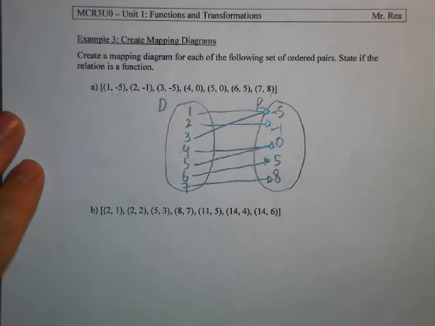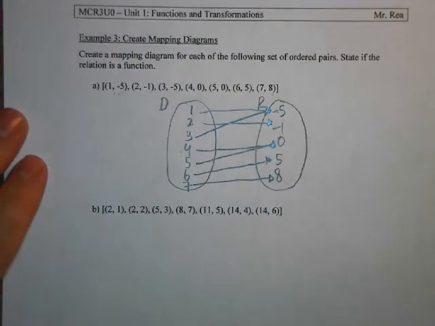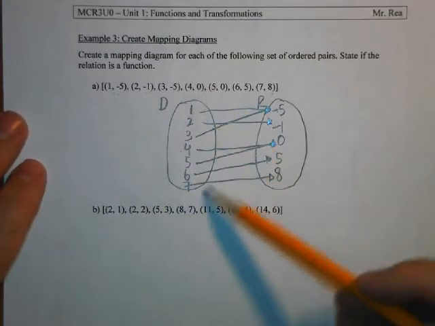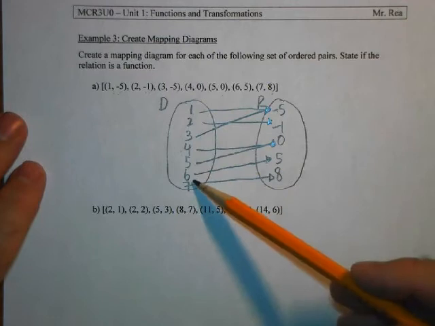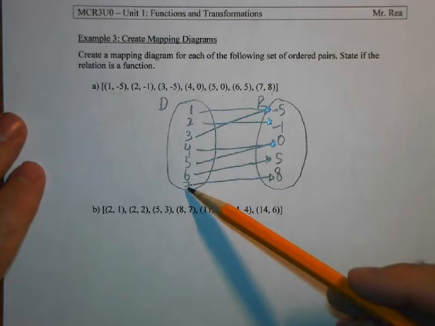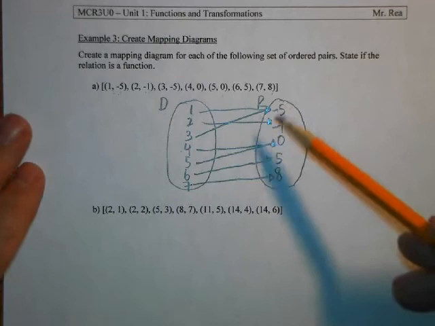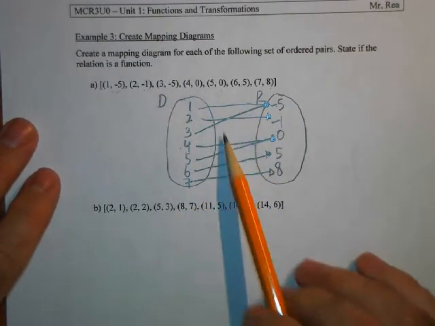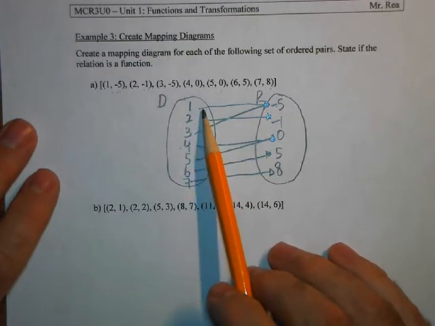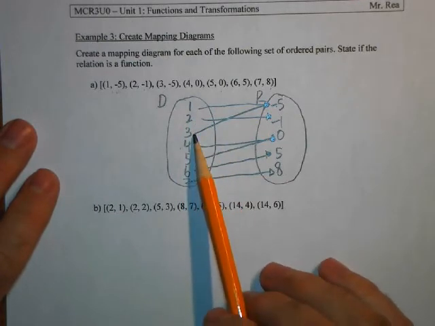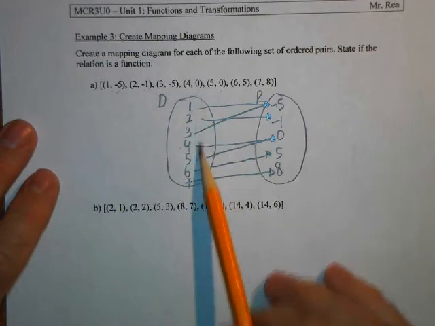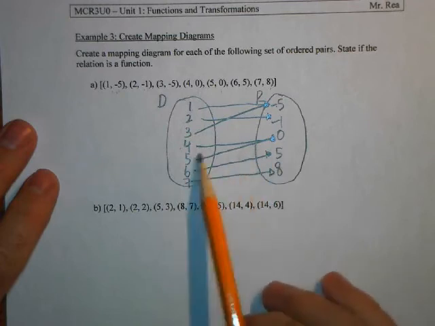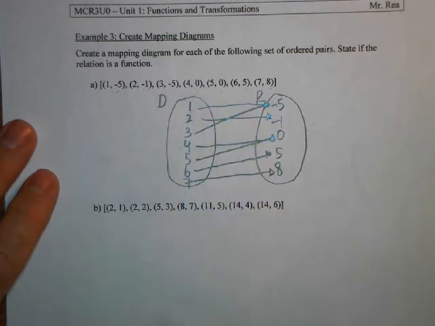Now, state if the relation is a function. So remember, the definition of a function says that each of your input values, your x values, has a unique y value, or a unique output. So you'll be able to compare this to the next one easier. In this case, I only have one arrow going from each of the domain values, the x values. That means that this is a function.